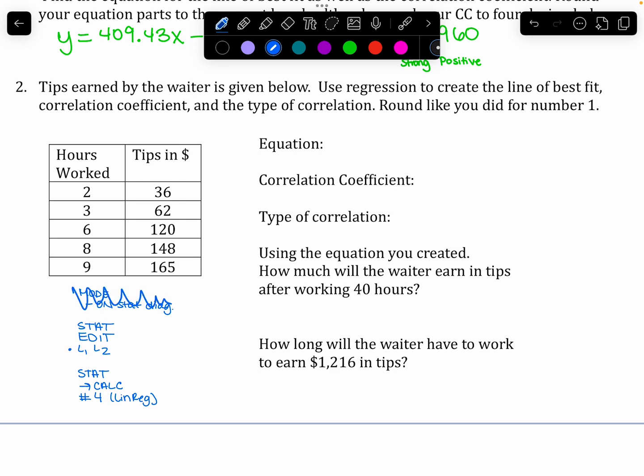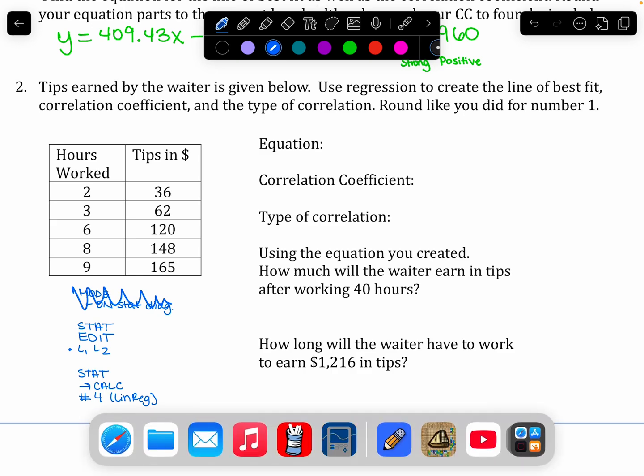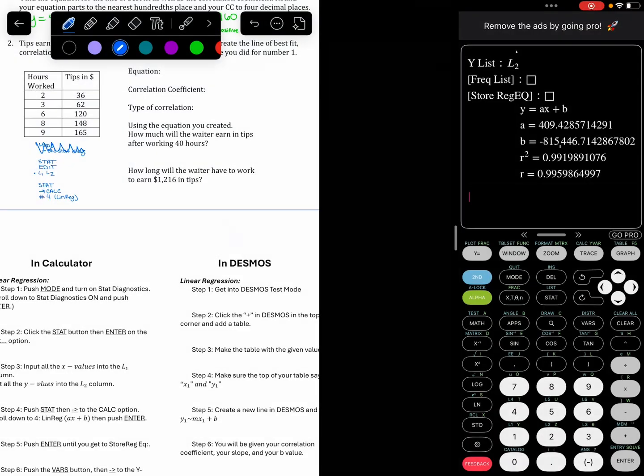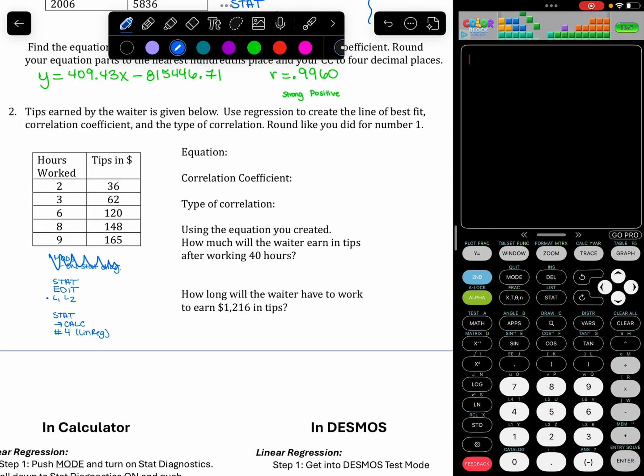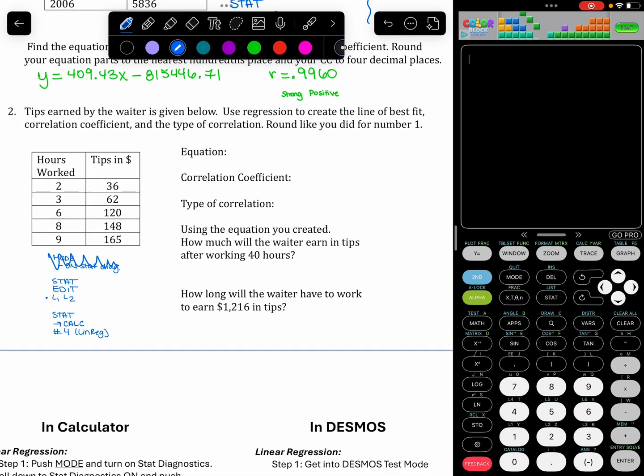Now, once you turn on stat diagnostics in your calculator, as long as you don't reset your calculator, you don't have to do it again, okay? So just do it the one time when your calculator is reset, and then you don't have to worry about it again. Okay, I'm going to open this up again. All right, I'm going to clear all that out.